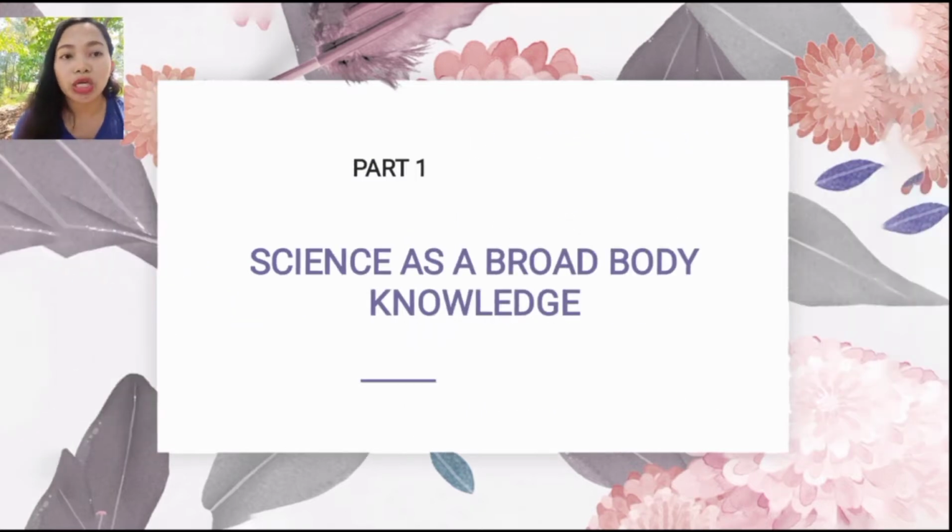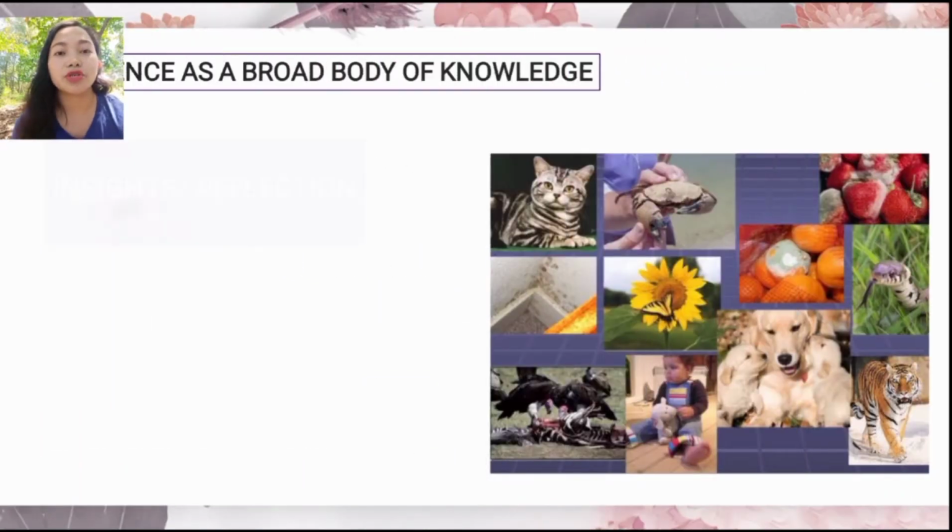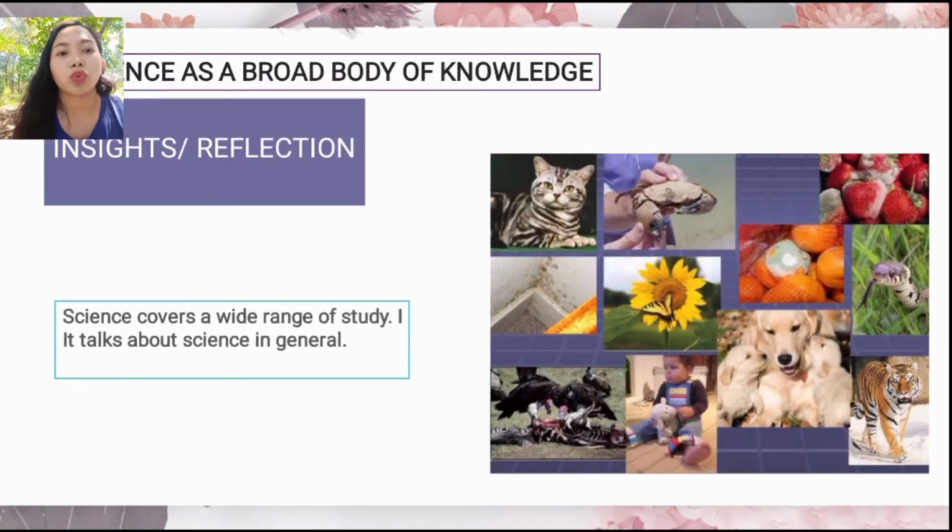For part 1, science is a broad body of knowledge. When you say a broad body of knowledge, this refers to a wide range of study. Since science covers a wide range of study, this probably talks about science in general. Science has different branches. It has life science, chemistry, physics, earth science, and so on.